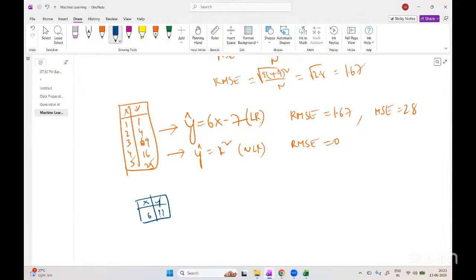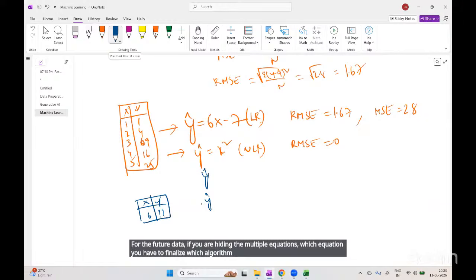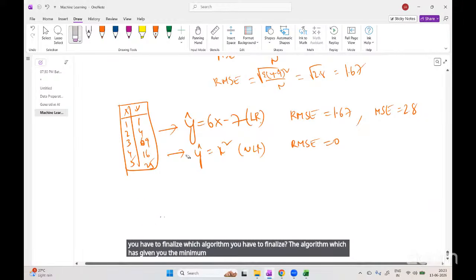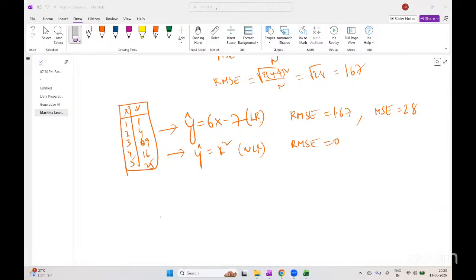For the future data, if you have multiple equations, which equation do you have to finalize? Which algorithm do you have to finalize? The algorithm which has given you the minimum error, that one you have to finalize. With that only you have to predict. Is the point clear?